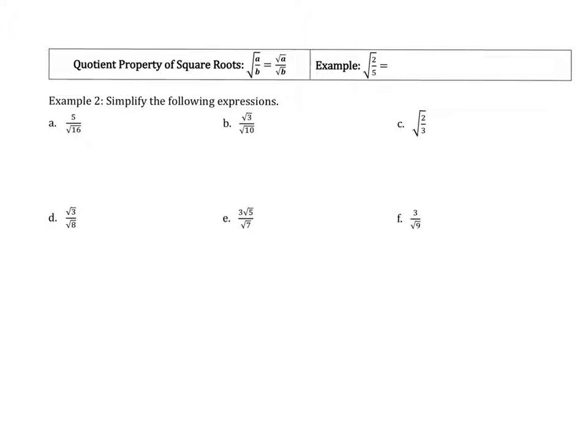In order to rationalize the denominator, we need a property called the quotient property of square roots, which says that the square root of 2 over 5 is the same as the square root of 2 over the square root of 5.